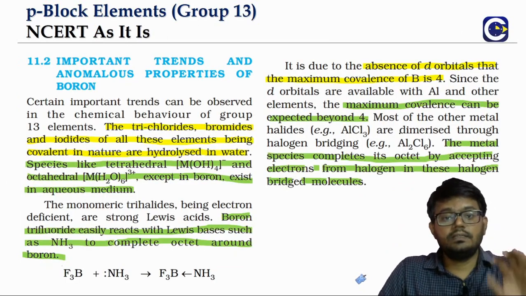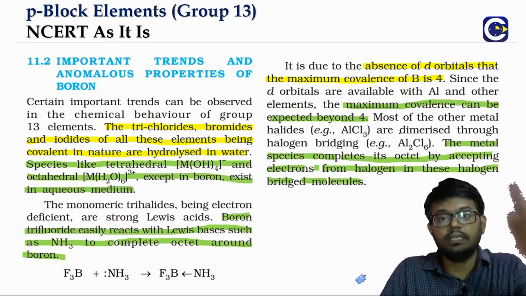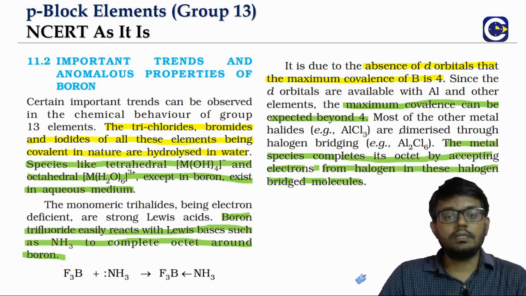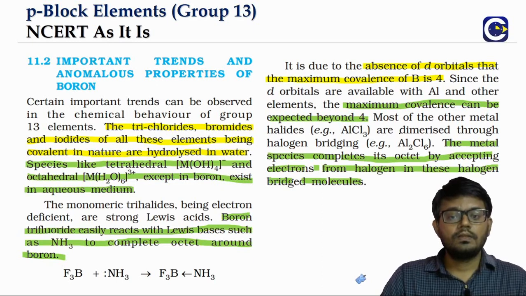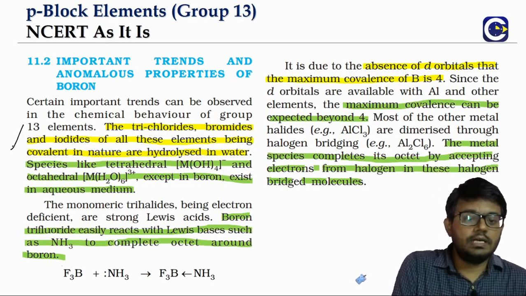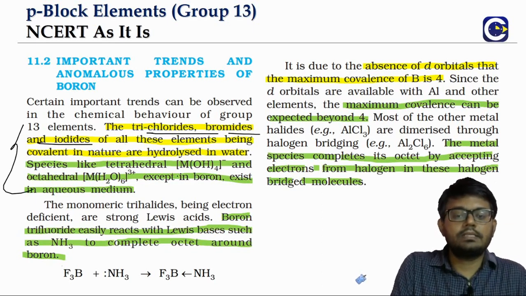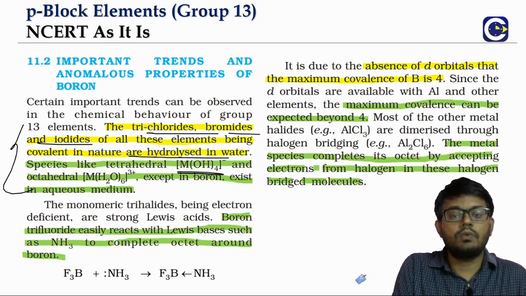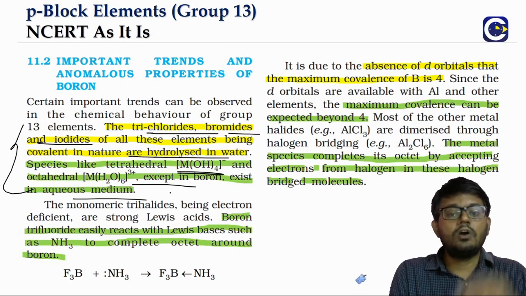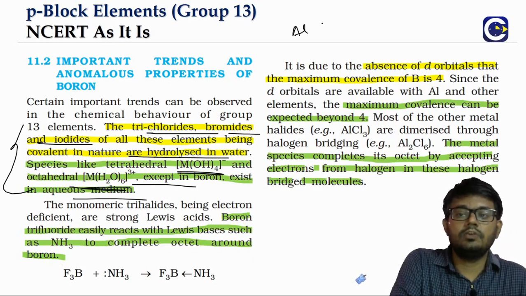Now boron, we said, is an anomalous element. Like in the s block, in the first group we have lithium, in the second group we have beryllium, and in the 13th group we have boron. So what are the anomalous behaviors of boron? Like we mentioned, if you look at the trichlorides, tribromides or triiodides of boron, when they are hydrolyzed in water, they form a tetrahedral ion, whereas the others can form octahedral six-coordinate ions. Like we have seen with aluminum.